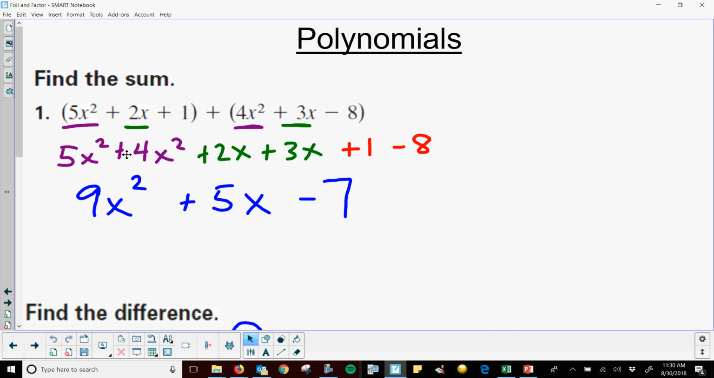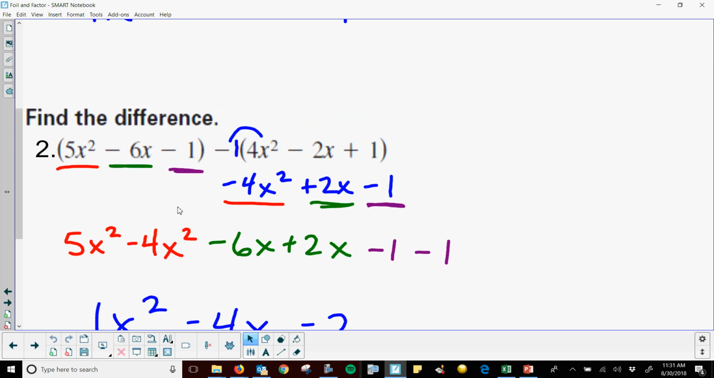So here, x squared and x squared, group them up, add them together. X and x, group them up, add together. Constant and constant, group them up, add them together. And again, once you group them up, don't make this x to the 4th or x squared or try to add anything there. That just helps you group it up. After that, I really only care about the numbers in front.